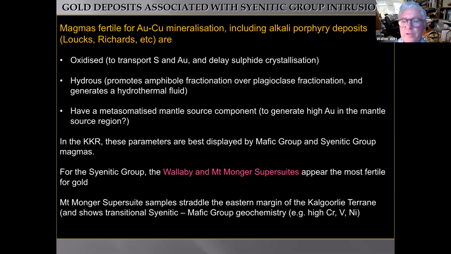This is not said with any great degree of confidence because the work really hasn't been done yet, but there is an empirical spatial relationship between Wallaby supersuite and Wallaby gold, and Mount Munga supersuite and Karari gold. Also, these supersuites show some of the most extreme chemistry within the Syenitic group, though not necessarily in the same direction. And I'll just reiterate that the Mount Munga supersuite samples straddle the eastern margin of the Kalgoorlie terrane, and perhaps not coincidentally show intermediate or transitional geochemistry between the Syenitic and Mafic groups.